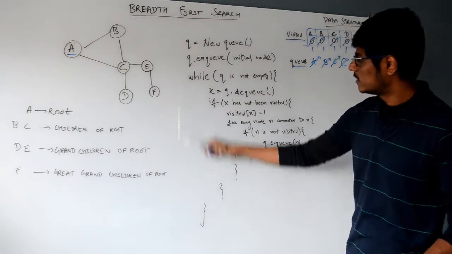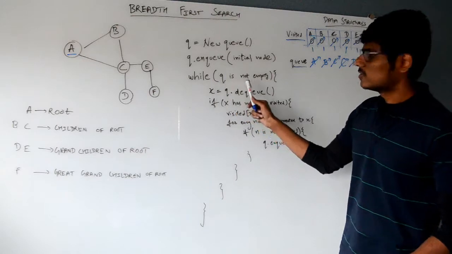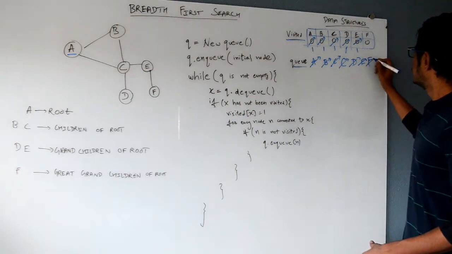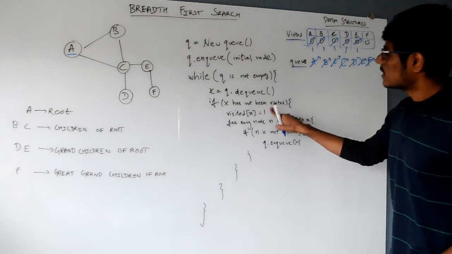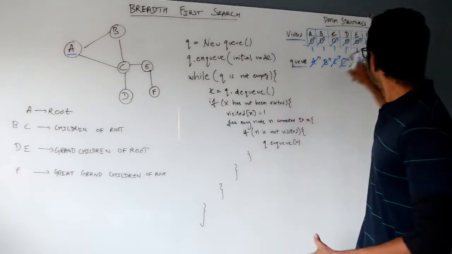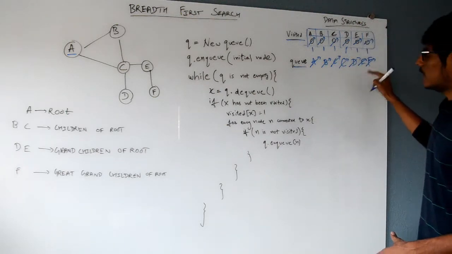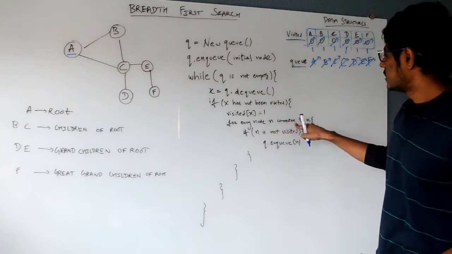So again, we'll come to the top of the loop. Now we'll check if Q is empty or not. Q now has F in it. So we'll dequeue the Q. We'll check if F has been visited or not. As we can see here, F has not been visited. So we'll mark it as visited. And then we'll check for all the nodes connected to F.